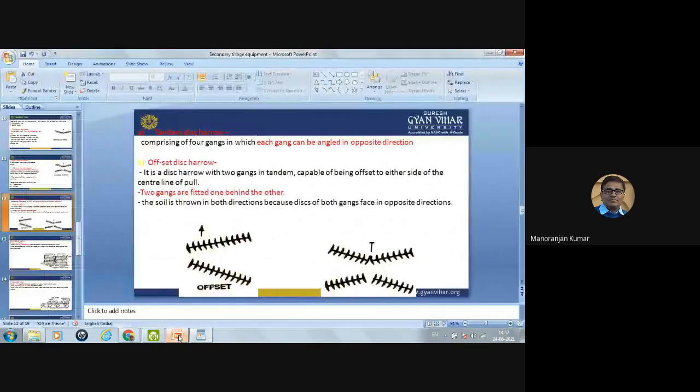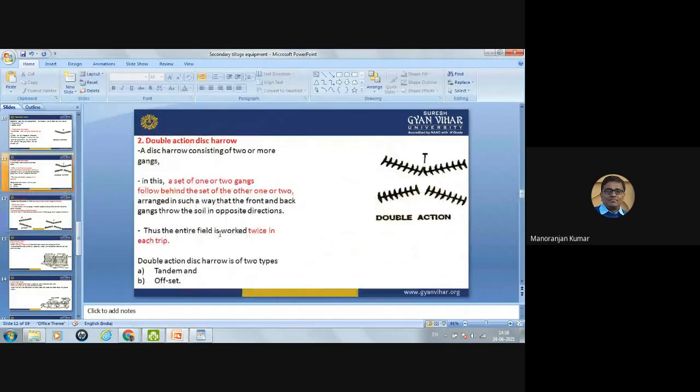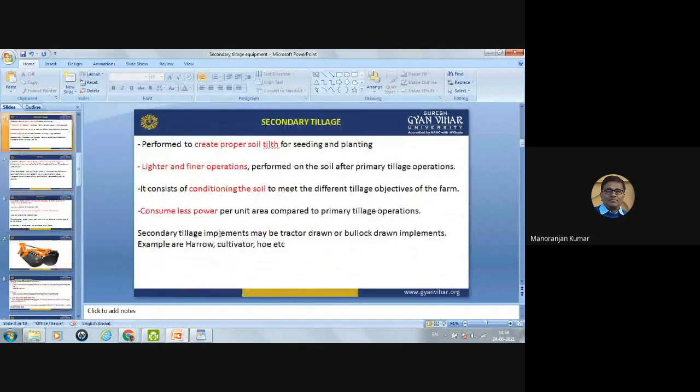So this is all about today's lecture. In the next lecture, we will discuss some intercultural implements, in which we will see the cultivator and some types of hoe.